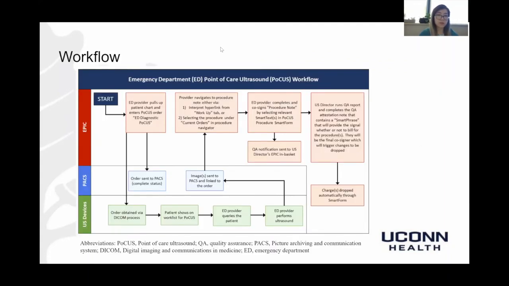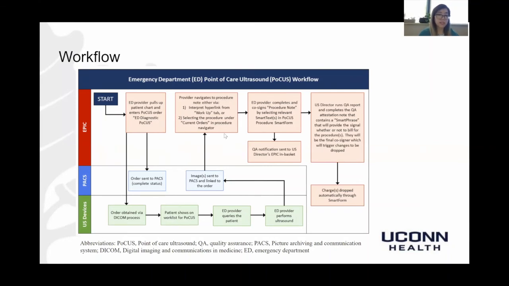This is a diagram of our workflow. We start here with the provider at the Epic interface. First, the provider places the POCUS order, which links and sends information to PACS as well as to the ultrasound machines. The provider then selects the patient on the ultrasound work list, performs the exam, and when they end the exam on the machine, it automatically sends the information and images to the patient's chart in Epic.